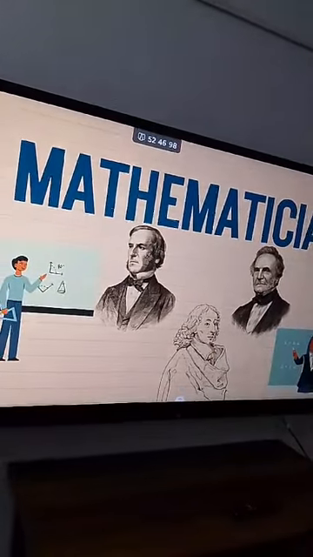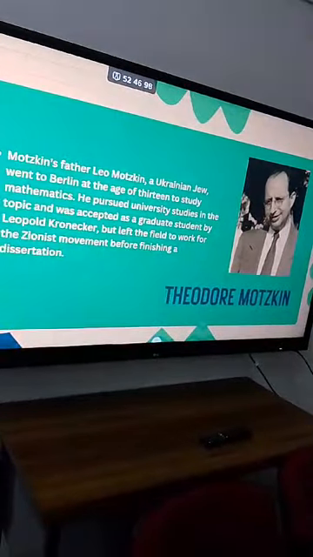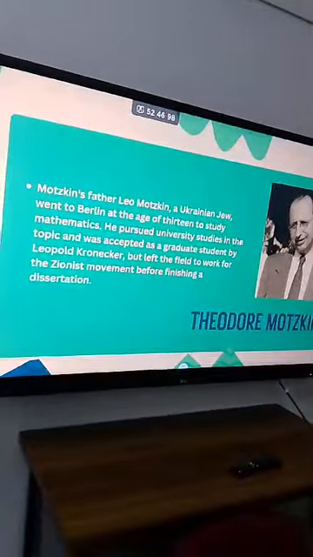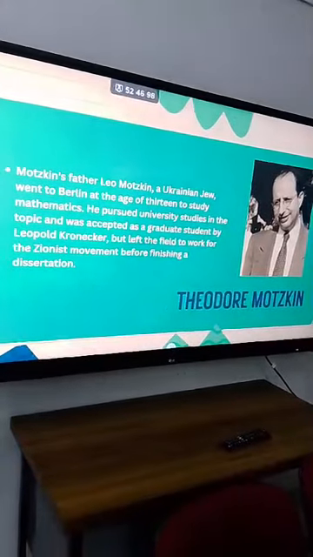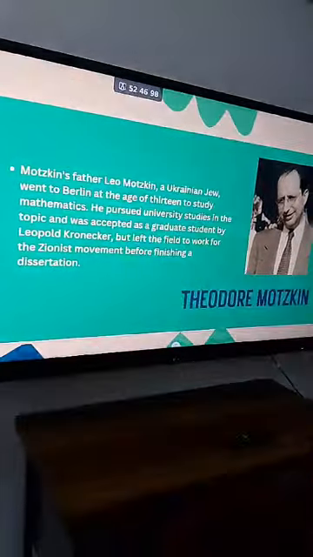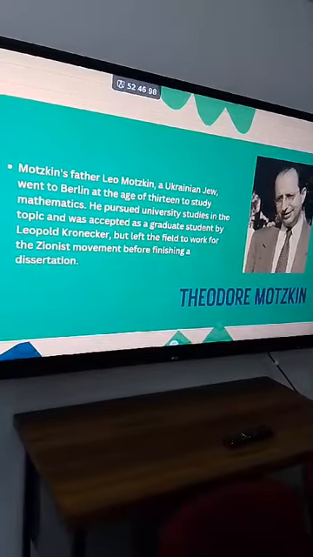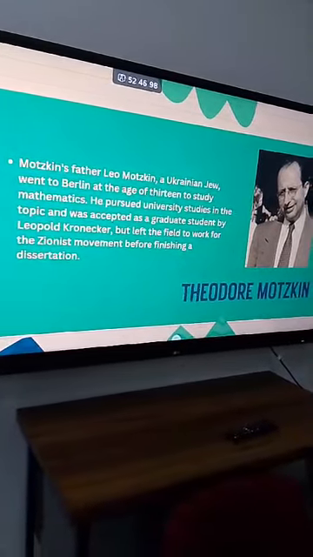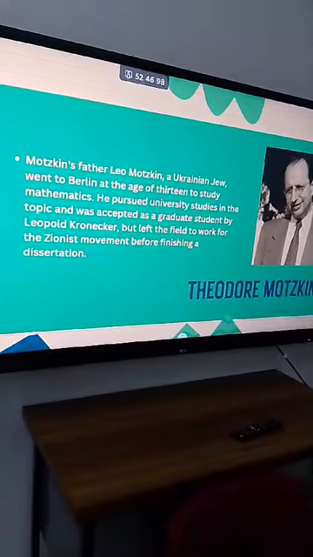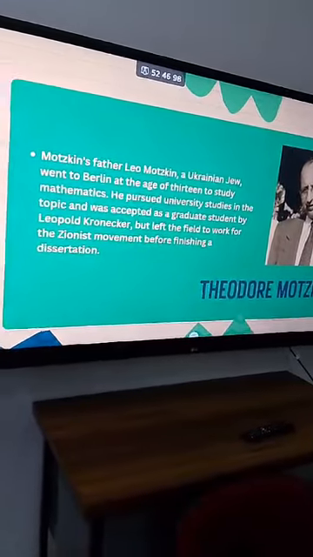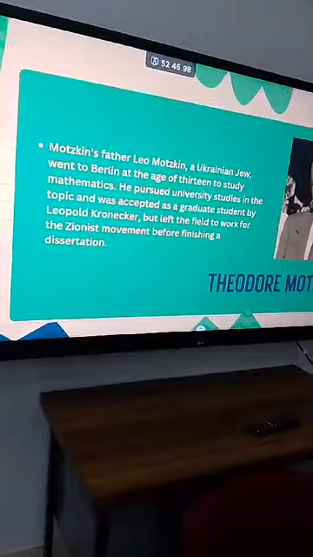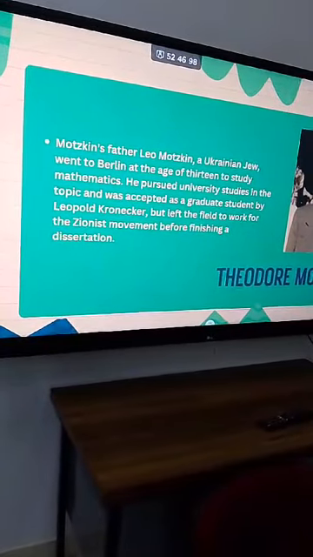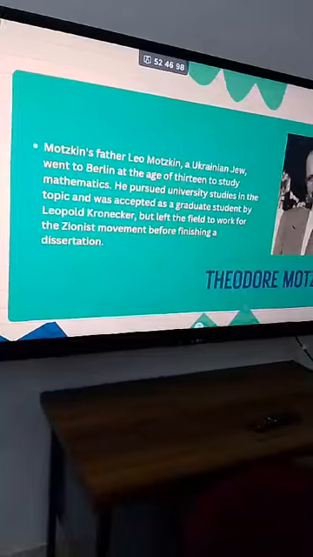Now, let us talk about some mathematicians. Moskin's father, Leo Moskin, a Ukrainian Jew, went to Berlin at the age of 13 to study mathematics. He pursued university studies in the topic and was accepted as a graduate student by Leopold Kronecker, but left the field to work for the Zionist movement before finishing a dissertation. Here is a photo of Theodore Moskin.